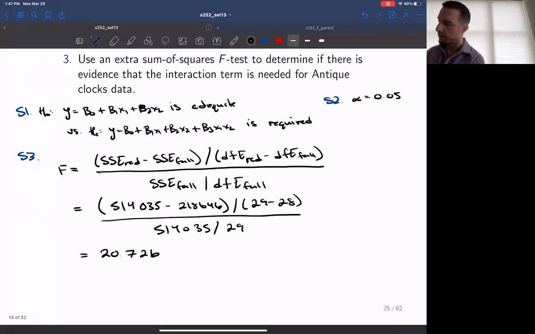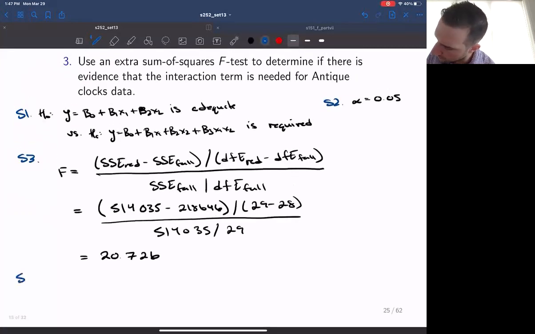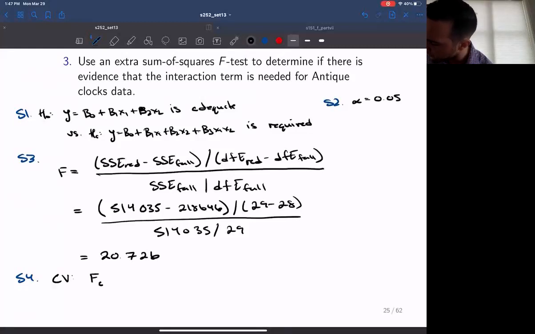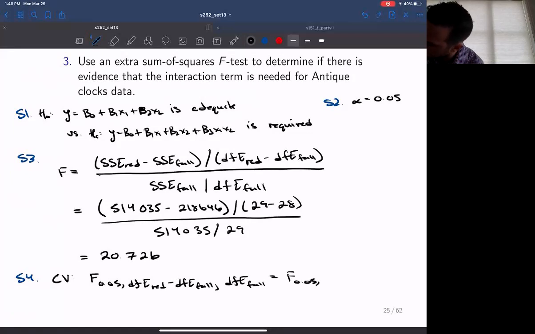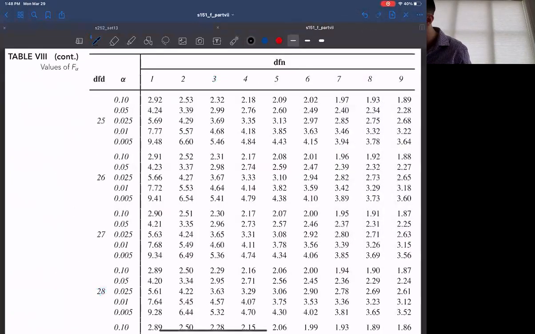Okay, still have a little bit of time left. So then you can see if we were to take either the critical value or the p-value approach. If we do the CV approach, we have F on 0.05, and then we have DFE reduced minus DFE full, comma, DFE full. So this is an F value on 0.05, 1, and 28. And that gives us 4.20.